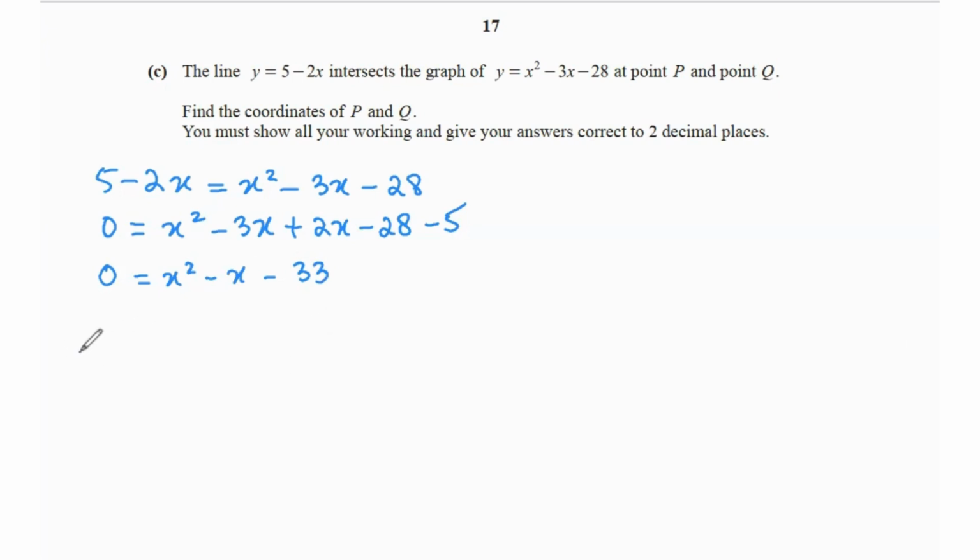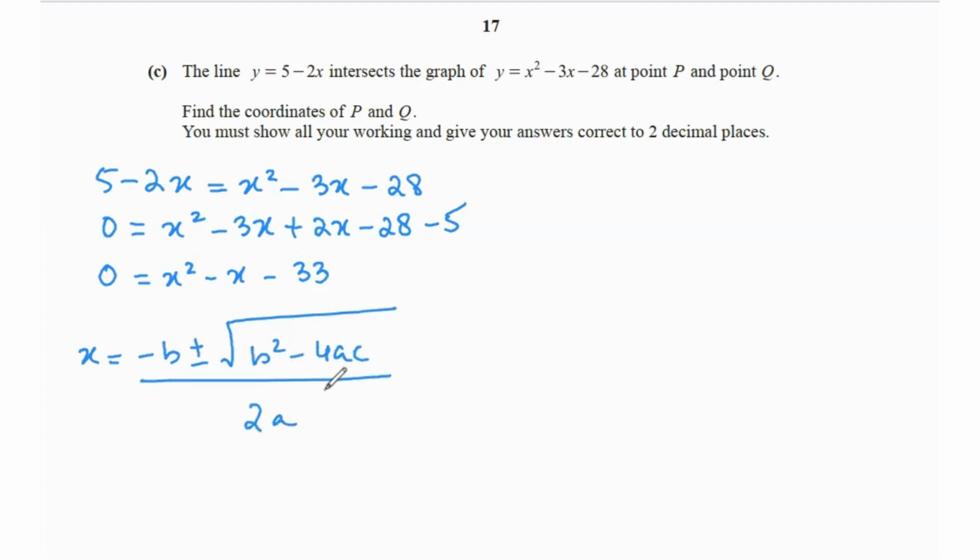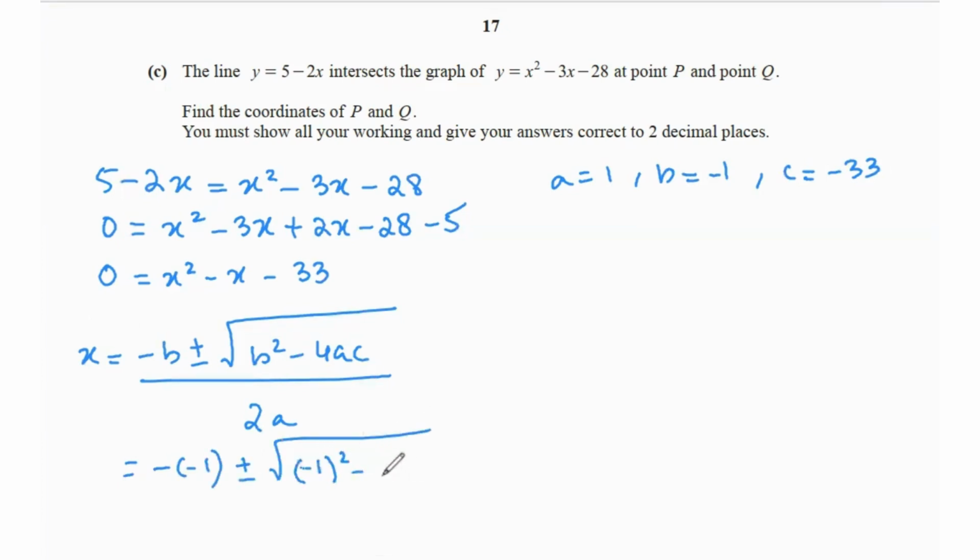Now we put this in the quadratic formula. x equals negative b plus or minus the square root of b squared minus 4ac, over 2a. A is 1, b is negative 1, and c is negative 33. So negative negative 1 plus or minus the square root of negative 1 squared minus 4 times 1 times negative 33, over 2 times 1.